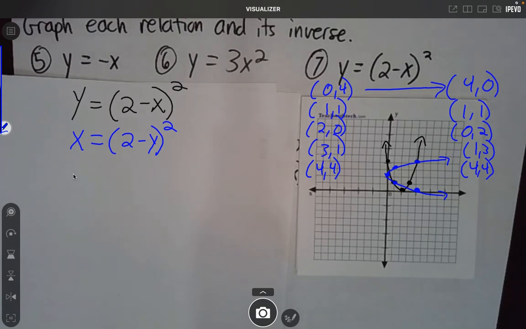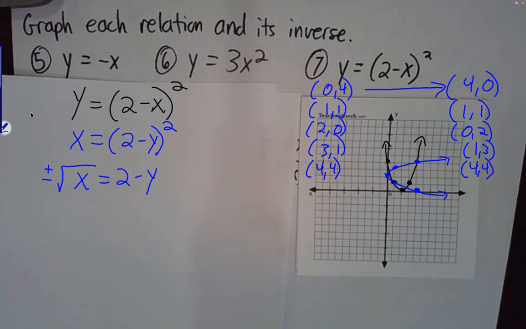Okay. How do I solve for y on this one, y'all? How do you get rid of the square? Square root. So I have plus or minus the square root of x. Does everybody understand that? My square went away. Then what would I do to solve for y? Subtract 2. So I have a positive or a negative square root of x minus 2.